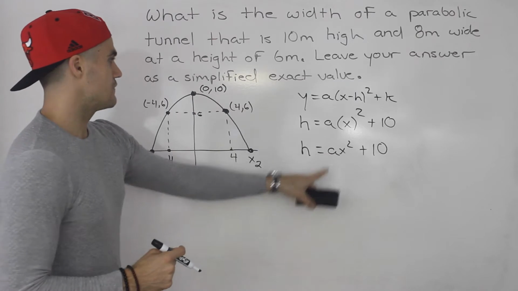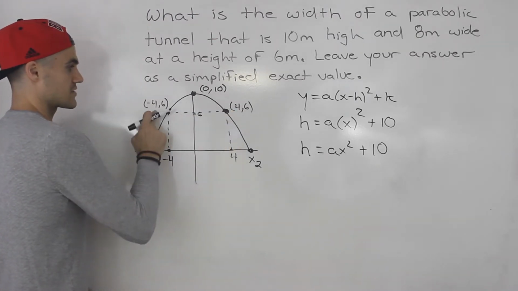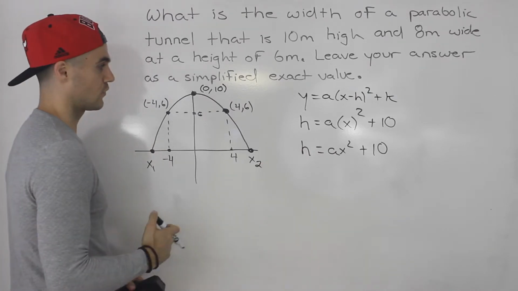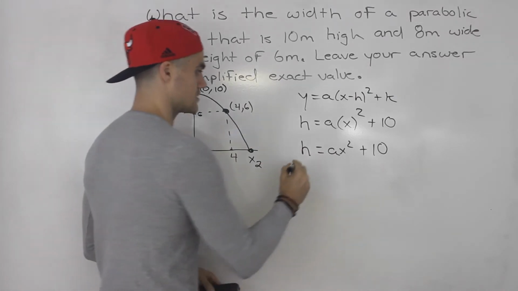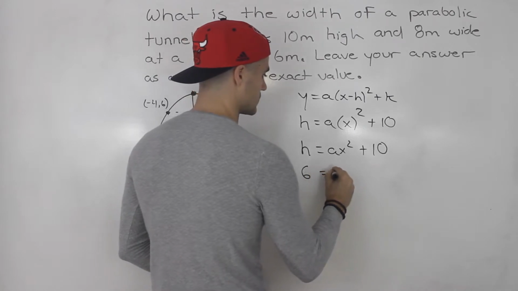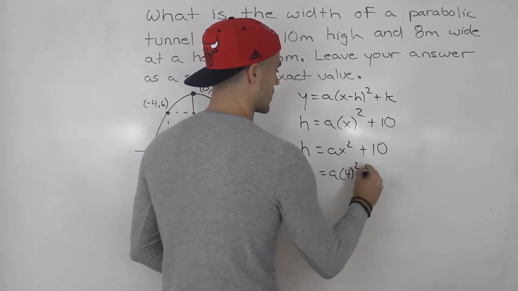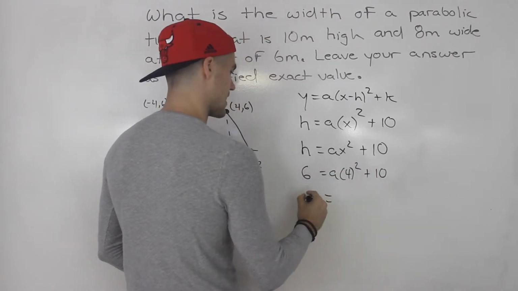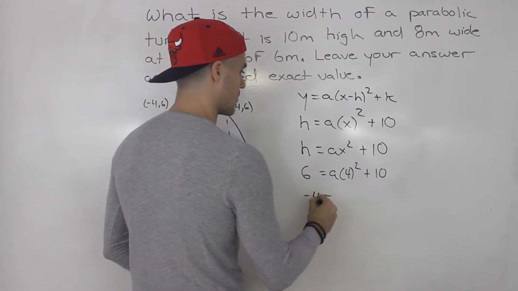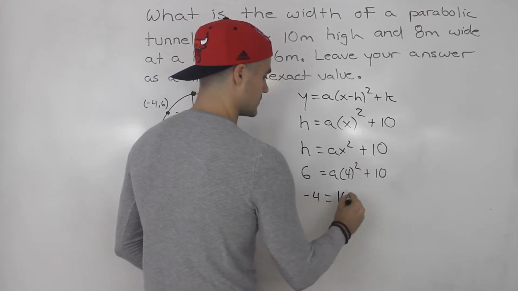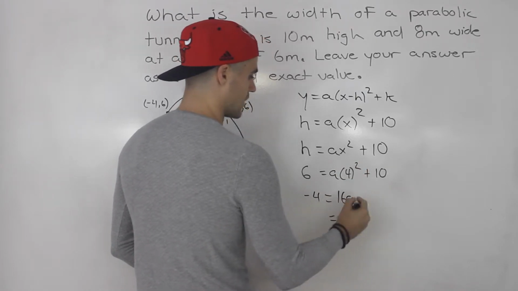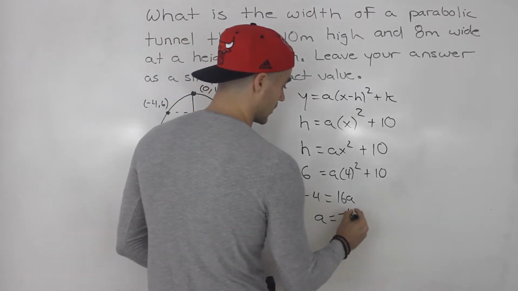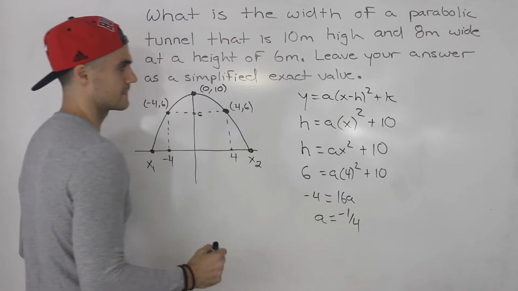So now to solve for this a value, we could either plug in 4 and 6 or negative 4 and 6 for x and h, and then solve for a. So I'm going to pick the positive ones. So 6 equals a times 4 squared plus 10. Bring the 10 over. 6 minus 10 is negative 4. This would be 16, so it would be 16a. Divide both sides by 16, so a is negative 4 over 16, which is negative 1 over 4.